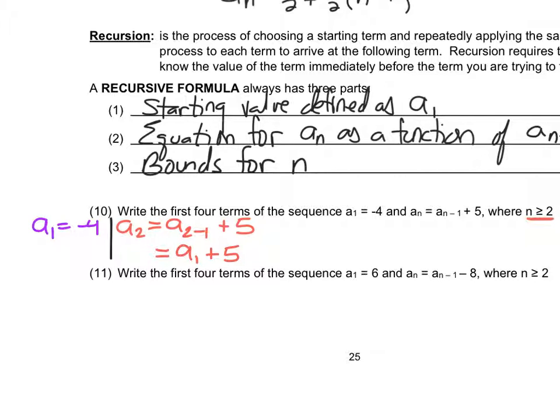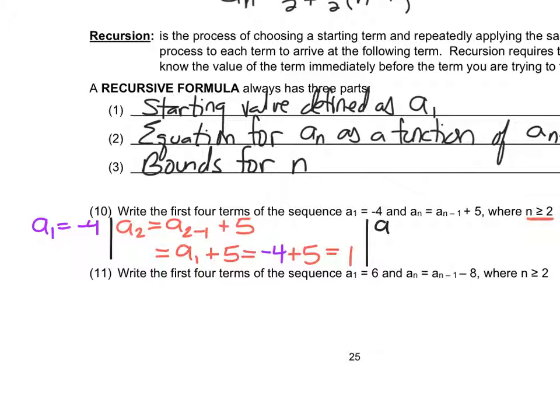Well, a sub 1 was given as negative 4. Plus 5, which will give us a 1. So I now know what the second entry in my sequence would be. It's going to be a positive 1. That's a sub 2. When you really think about it, that kind of means that you didn't have to do any of that. We'll do it for one more calculation, and I'll show you.